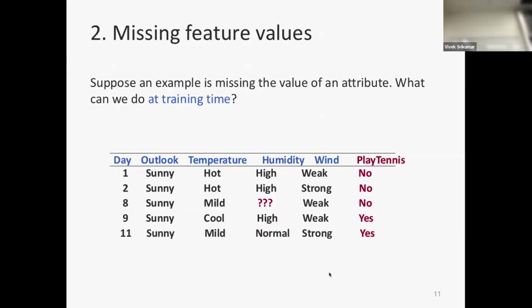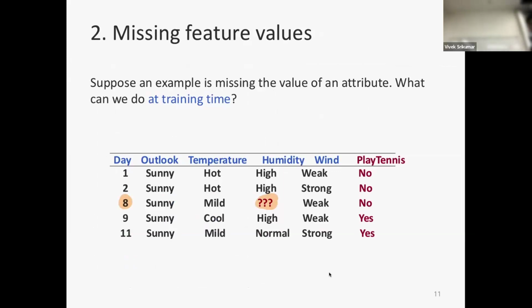Okay, now let's consider another problem. Suppose you have a data set where for some reason you do not have the value of a feature. So consider this day number 8 here. Maybe on that day, the humidity meter broke down, and so you could not record that feature. So you don't have the value of that feature. What can we do? Any ideas? What can you do to handle such situations?